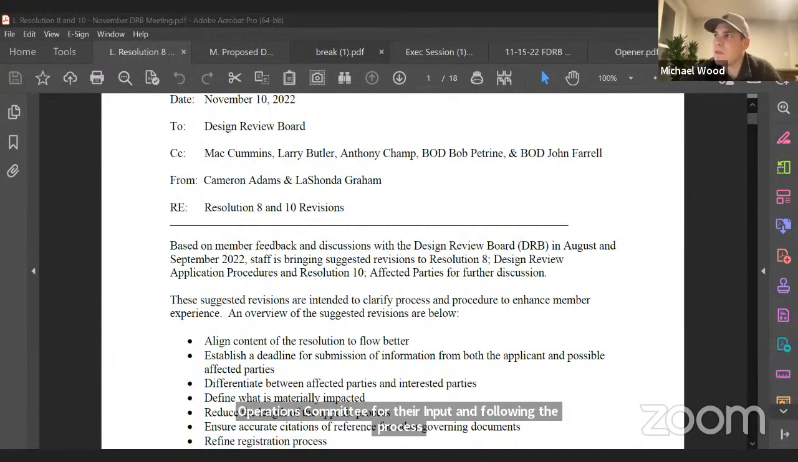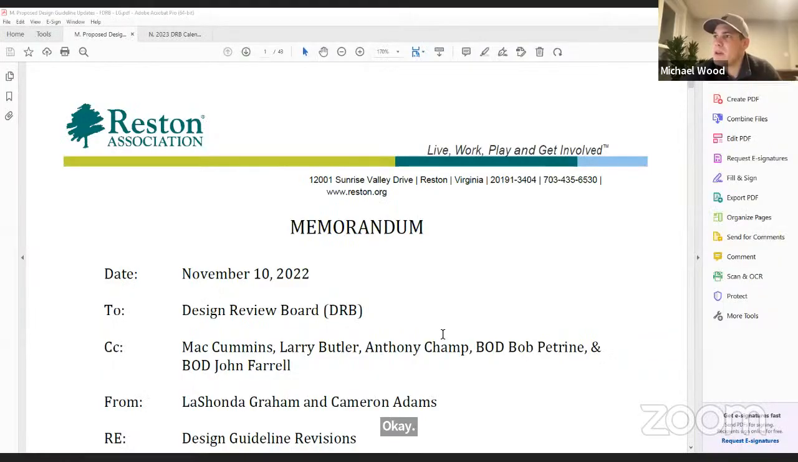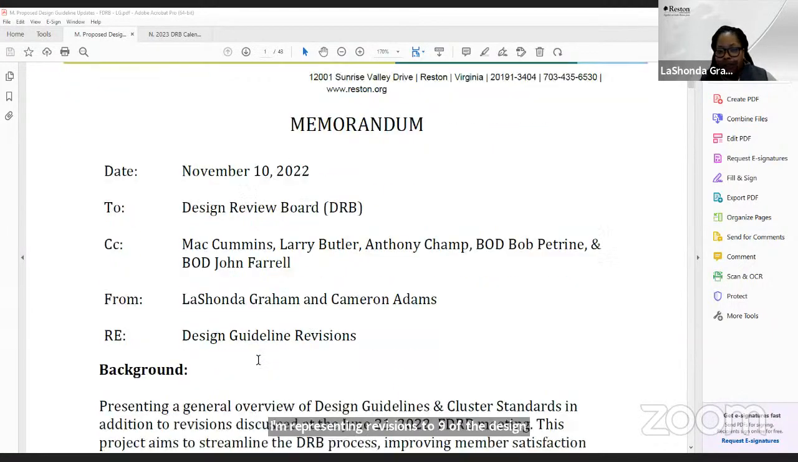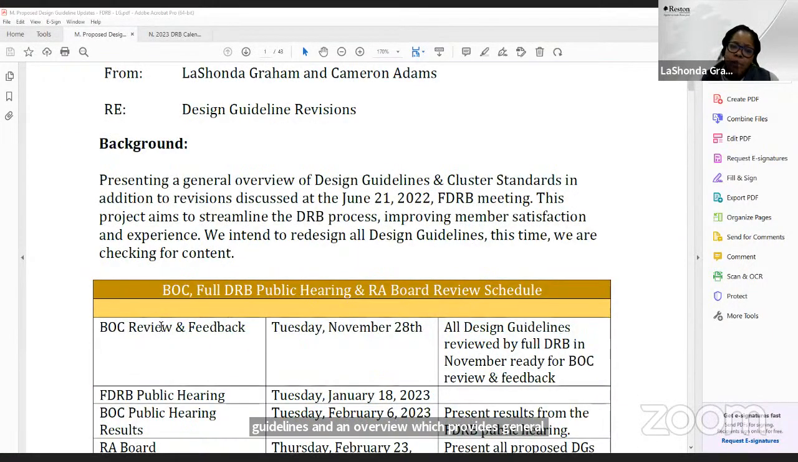Cool. All right. Well, let's move to agenda item M. Hi, yes. I'm not sure if I'm going to be that quick. Got a couple of things I need to go through, but tonight I'm presenting revisions to 9 of the design guidelines and an overview, which provides general information that we're hoping to get before the BOC review committee in the next 2 weeks.